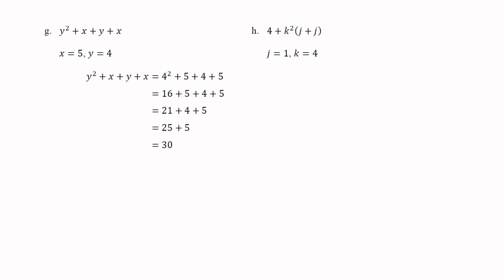In H, we're told that J is 1, K is 4. So we're going to substitute those in. We're going to start with the parentheses, 1 plus 1 equals 2. Then we're going to take care of the power, 4 squared equals 16. Then we're going to multiply 16 times 2, which is 32. And then finally, 4 plus 32 gives us 36.